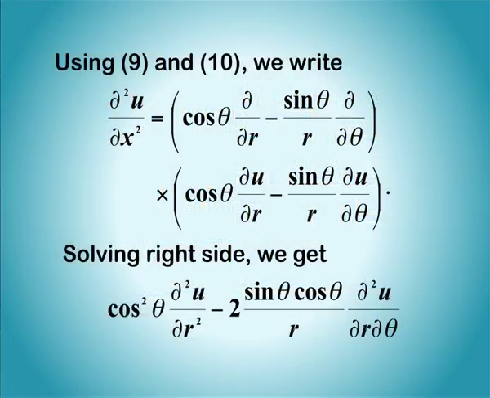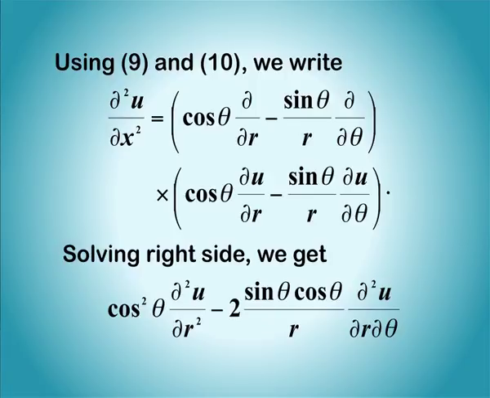The left hand side remains the same. In the right hand side I am substituting values from equations 9 and 10, which we have just seen. We get this result: cos theta ∂/∂r minus sin theta upon r ∂/∂theta. Then we will have cos theta ∂u/∂r minus sin theta upon r ∂u/∂theta. This is simple substitution without any rigid mathematics, no complications, for ∂²u/∂x².